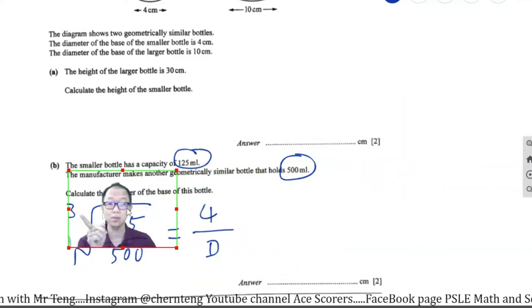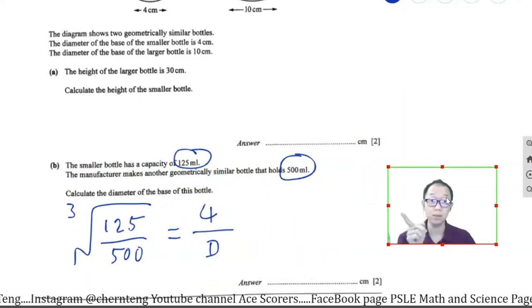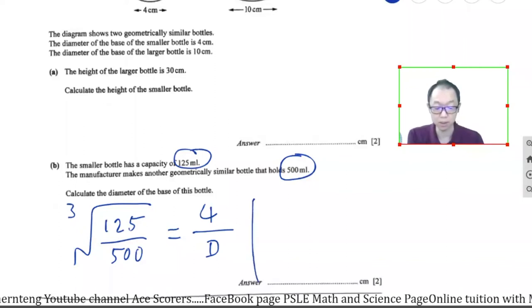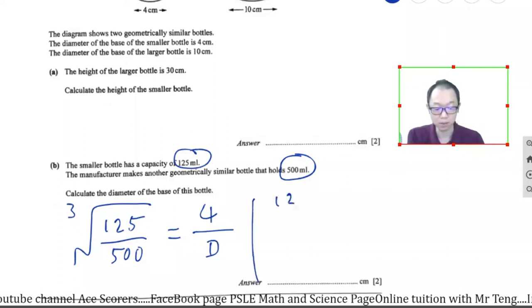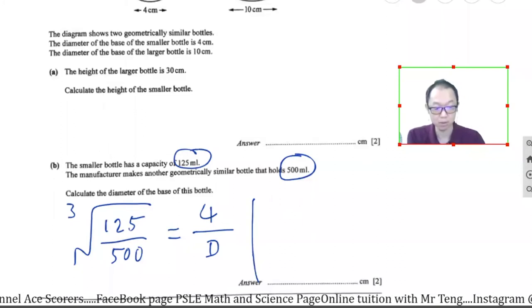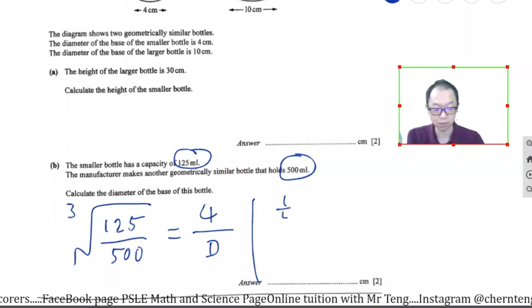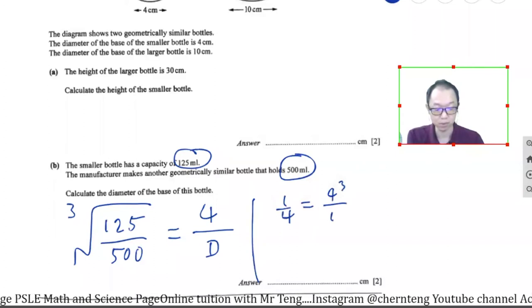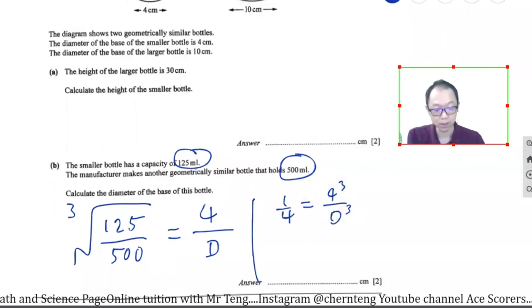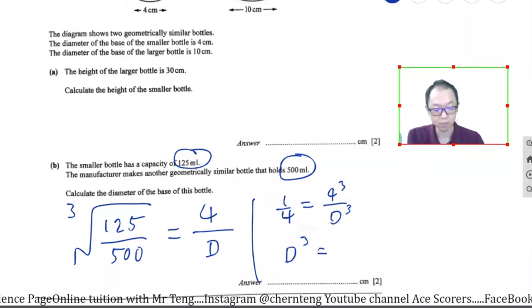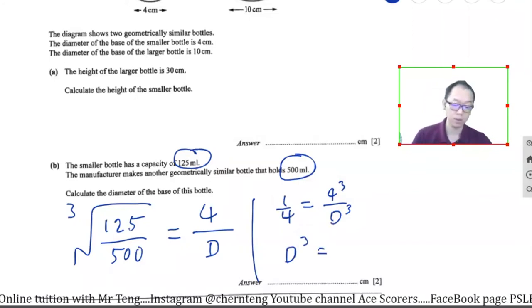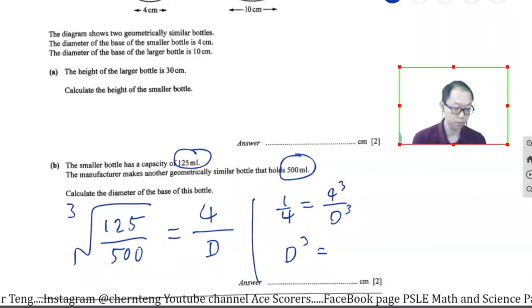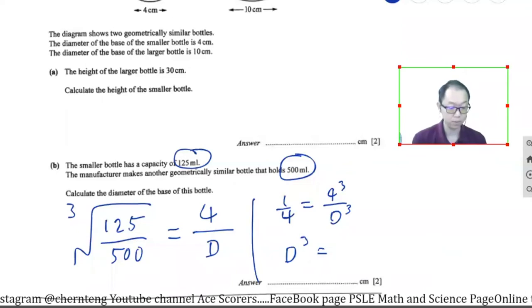So how to solve this? I can cube both sides. Okay, so I cube both sides, I will get, okay, let's continue from there. So 125 divided by 500 is 1/4. So 1 out of 4 equals 4 cubed over D cubed. So to find D cubed, it's 4 to the power of 4. So 4 cubed, 4 to the power of 3, 4 times 4, 256.